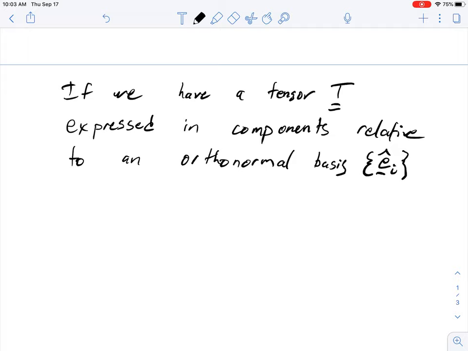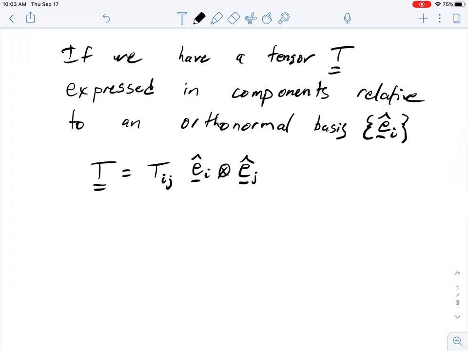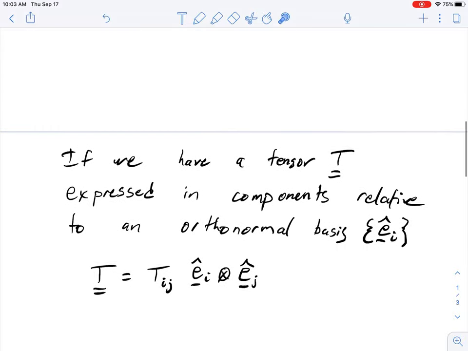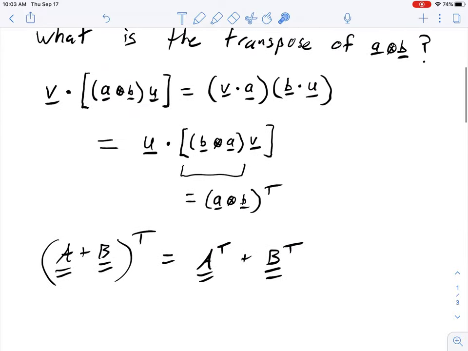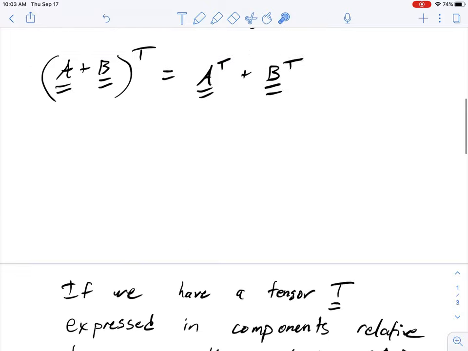All right, so T, the tensor, is equal to its components, T_ij, times the unit vector E_i tensor the unit vector E_j. So this is T, the tensor expressed in components relative to the natural basis for the space of second order tensors given our basis for the vector space. Well, we just showed that the transpose of a tensor product just switches the order of multiplication here, and you sum them together.